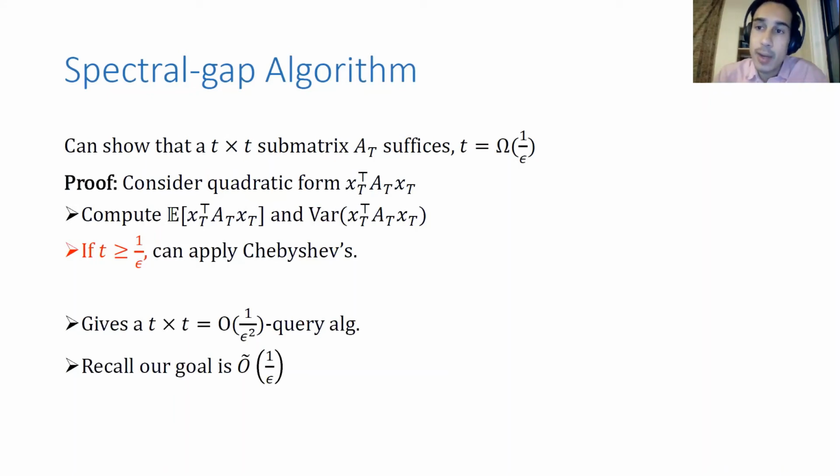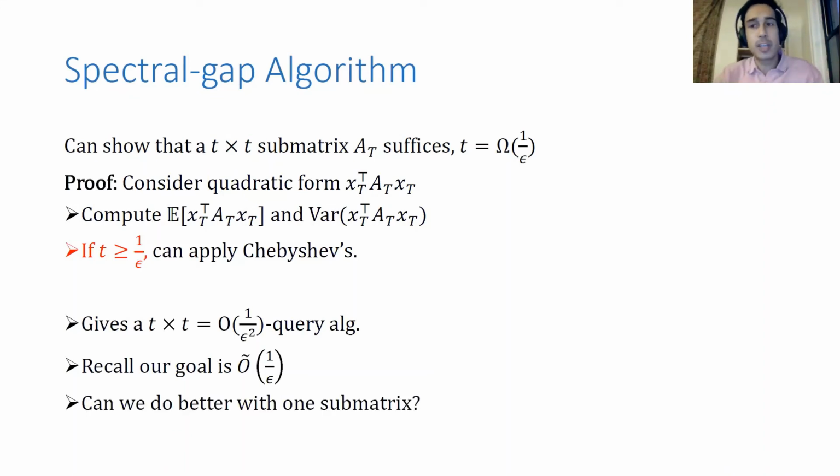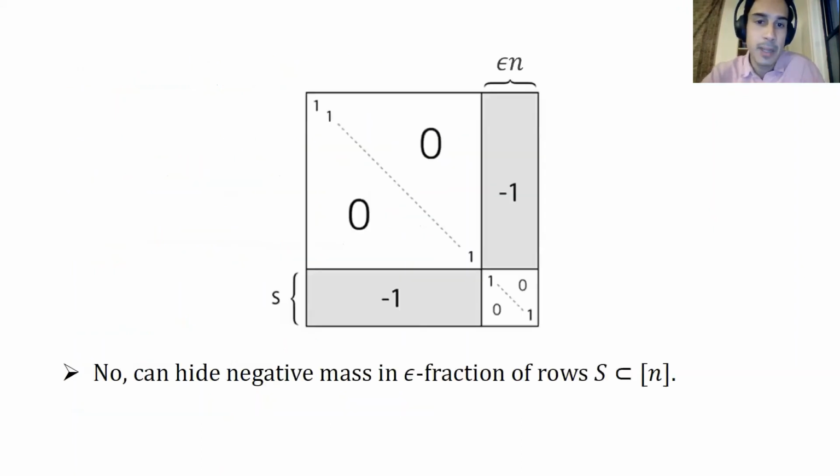On the other hand, we wanted something tighter. We wanted a tilde O 1 over epsilon query algorithm. So we're going to need to go a little further than just this argument. The first question is whether this variance computation was tight, whether it was loose and we could do better with just one principal submatrix by a different analysis. And the answer to that question is unfortunately not.